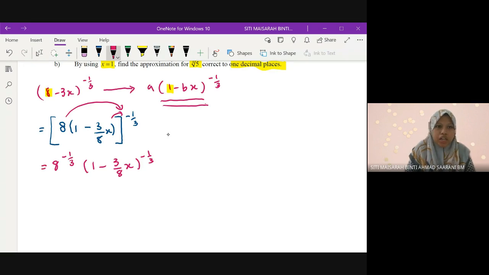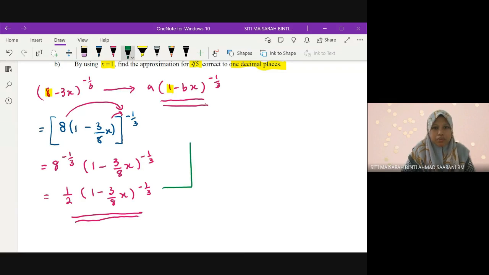Okay, we open it, it becomes 8 power negative 1 over 3. This one becomes how much? 8 power negative 1 over 3 becomes 1 over 2 multiply 1 minus 3 over 8x power negative 1 over 3. Okay, so this is the form you get here. The same form as this. This is similar to this form. Okay, so A is 1 over 2, B is 3 over 8.